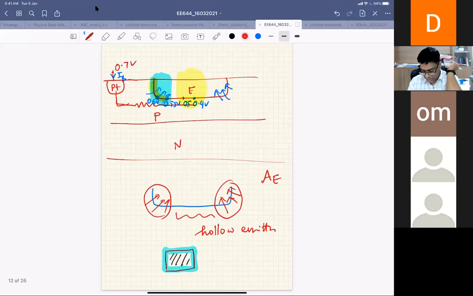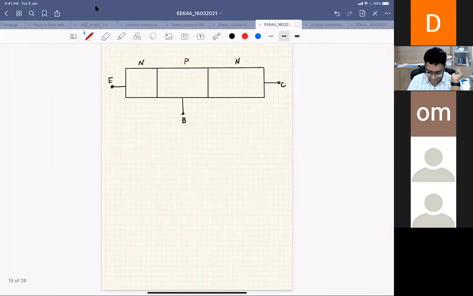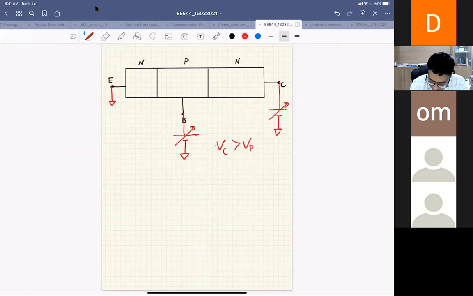Okay, so this is emitter crowding, and another thing is the breakdown. I told you about the operation of the bipolar junction transistor: most of the time we forward bias the emitter-base junction. Forward bias means we connect a positive voltage here and a negative voltage here, and Vc is greater than Vb. So your collector-base junction is reverse biased, and this junction is forward biased.